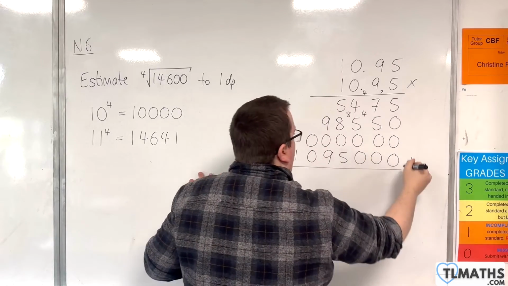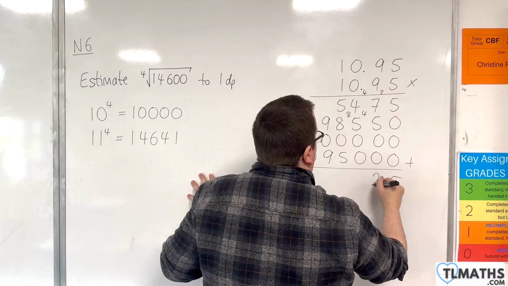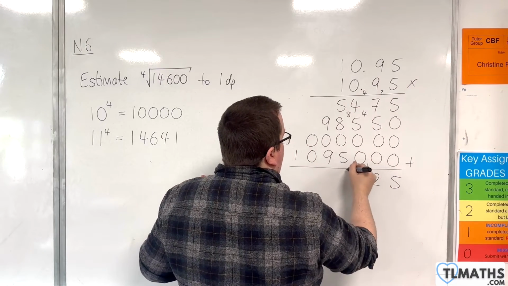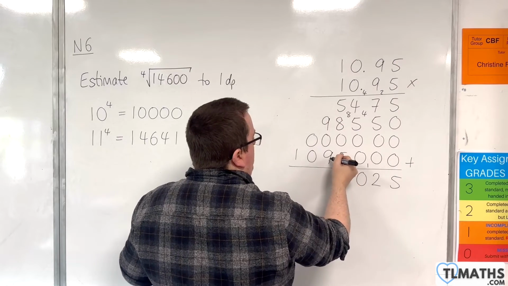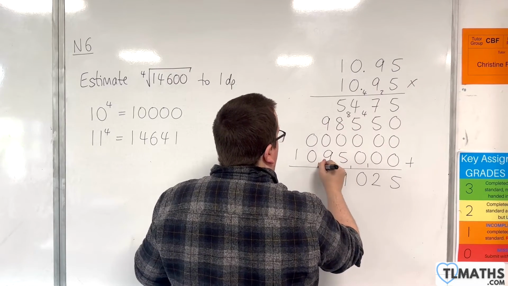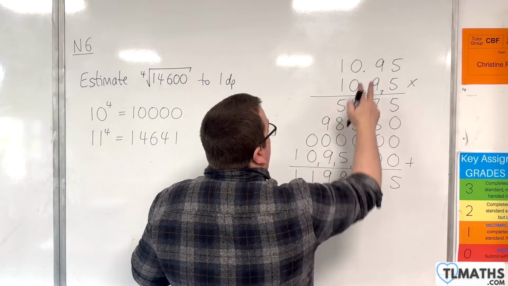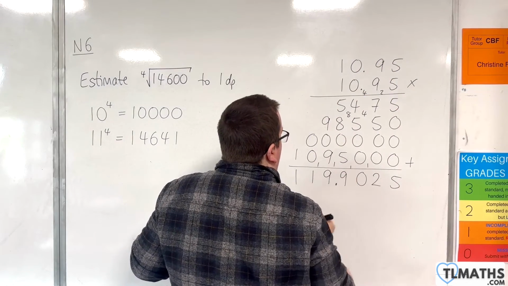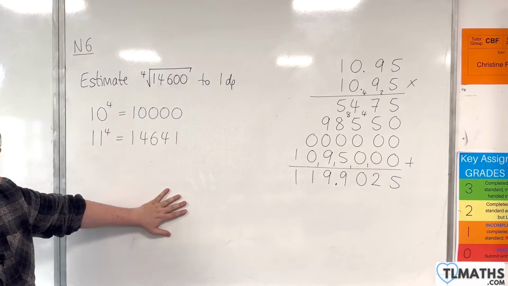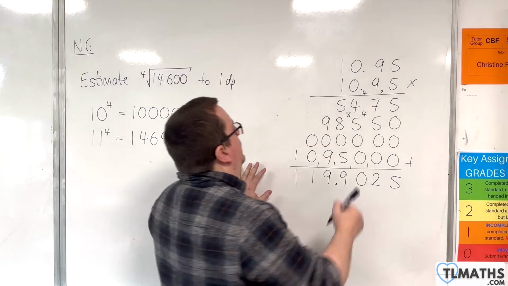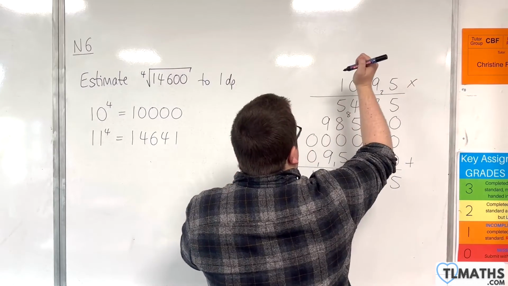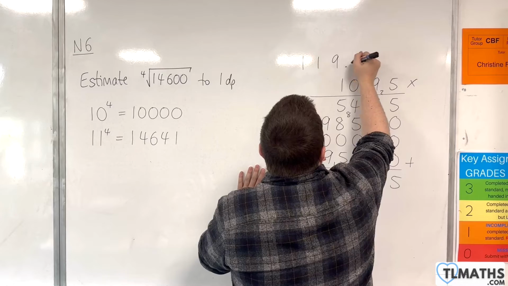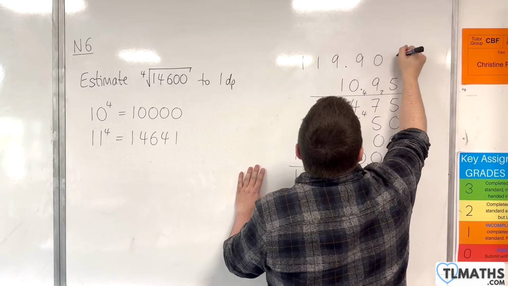1 times each of those, so 5, 9, 0, 1. Add those 4 results together. 5, 12, 9, 10, 13, 18, 19. 9, 9, and 1 is 19. 1, 1. 4 numbers to the right of the decimal point, so 1, 2, 3, 4. 119.9025. So that is the number that I now need to multiply by itself. 119.9025.